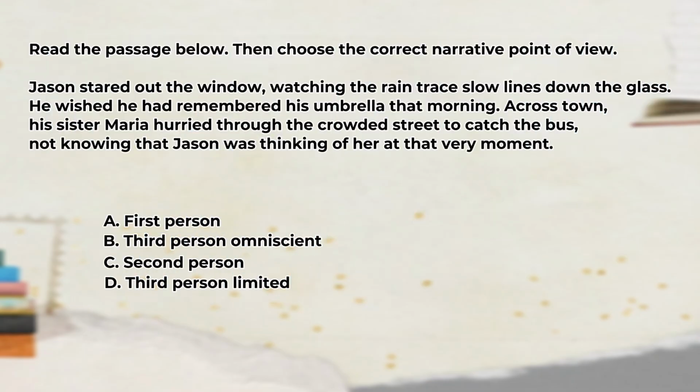Now let's try a literary text question. The question asks for the narrative point of view. Pay attention to who is telling the story and how much the narrator knows. Pause here and choose the best answer. The correct answer is B, third person omniscient.